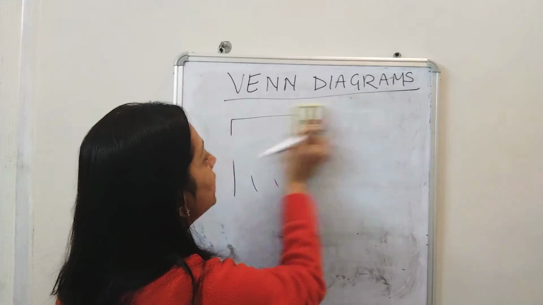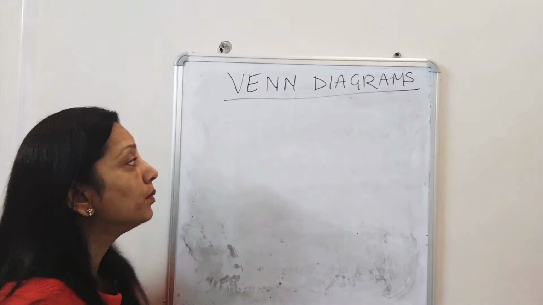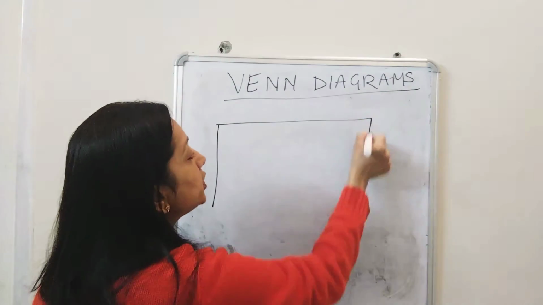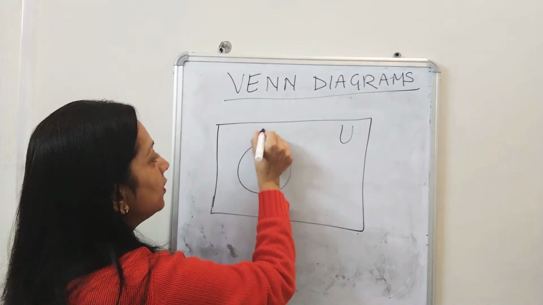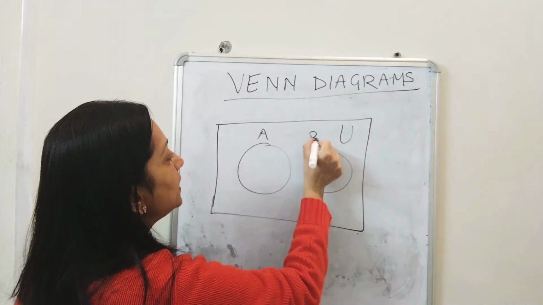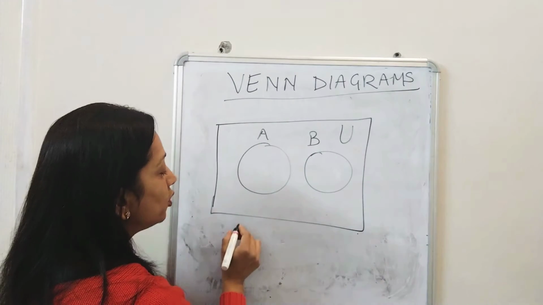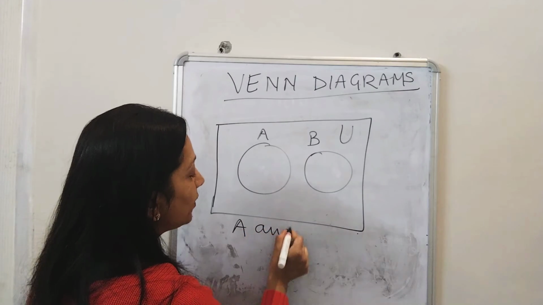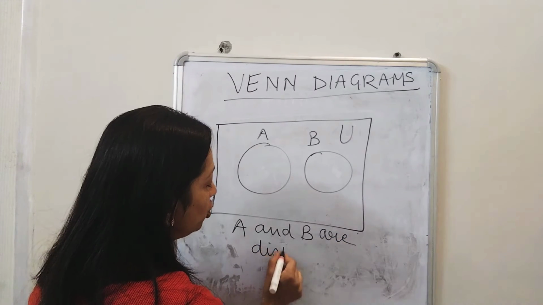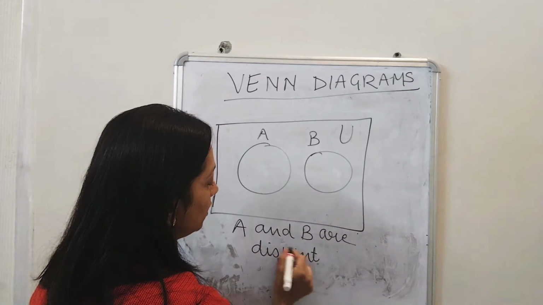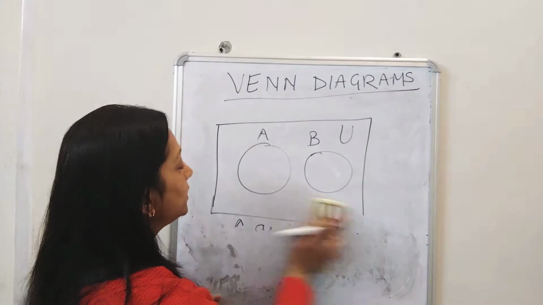Similarly, if I have two disjoint sets A and B. Disjoint sets means those two sets which have nothing in common. So if there are two disjoint sets A and B, they will be represented like A and B lying separately within the plane. This is one set A and this is one set B. So this represents that A and B are disjoint sets. So this is a Venn diagram for disjoint sets.